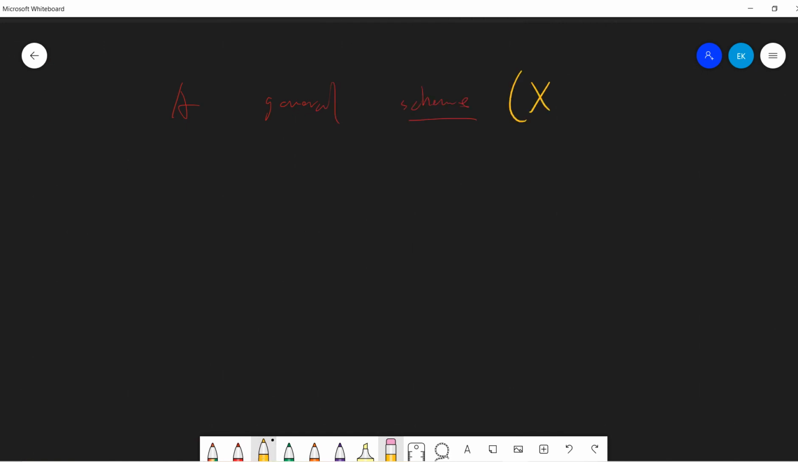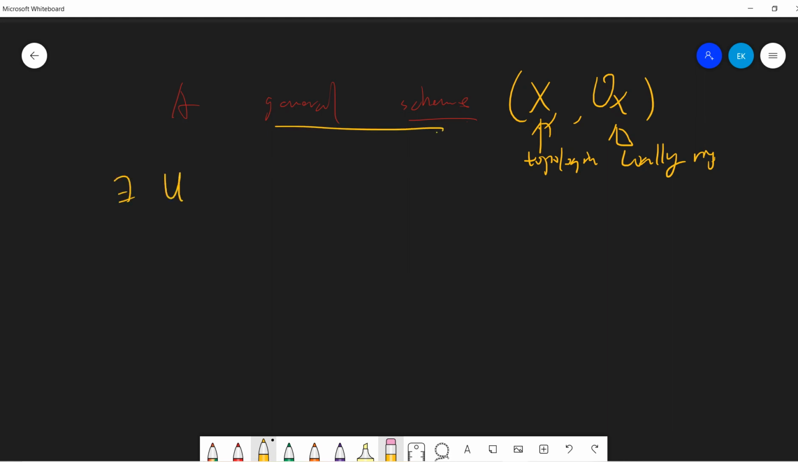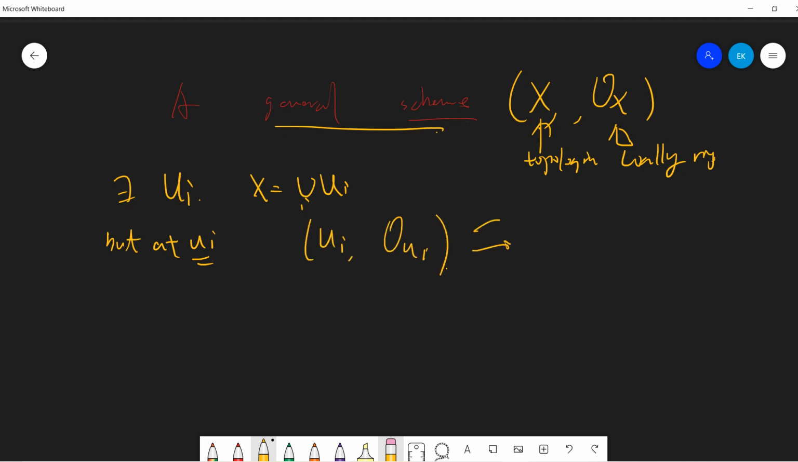So given X, which is the underlying topological space, and OX, which is basically a sheaf of local rings. So basically, for each open set, it gives you a ring. A general scheme means that there is an open cover U_i. So basically, X can be written as the union of U_i, right? So this is just on the topological space. But at each U_i, if you restrict the structure sheaf to each U_i, then it becomes another locally ringed space. For each U_i there's some A_i such that this U_i is basically Spec A_i.